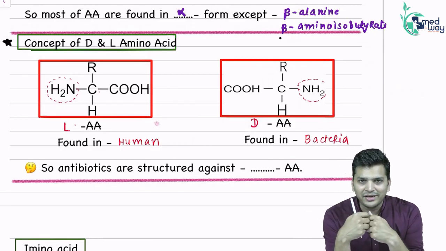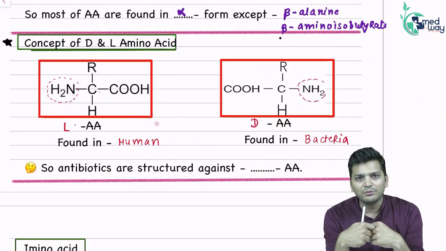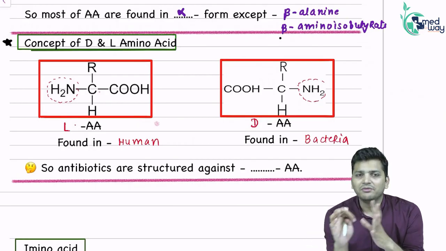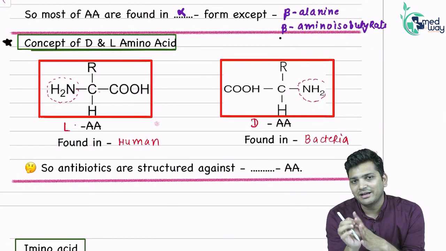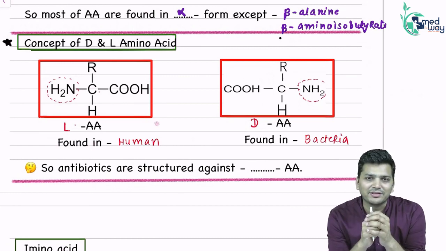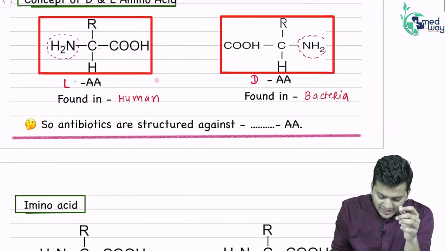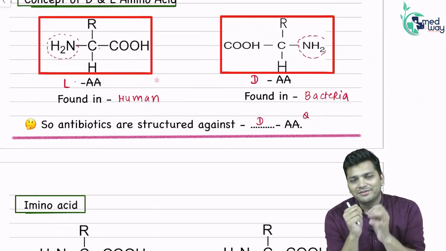So that is why when you take antibiotics, that is not going to harm you. That is going to stop the proteins, the translation in the bacteria, because they are designed towards the D amino acid. So antibiotics are designed against which amino acid? D amino acid. Right? Next concept.